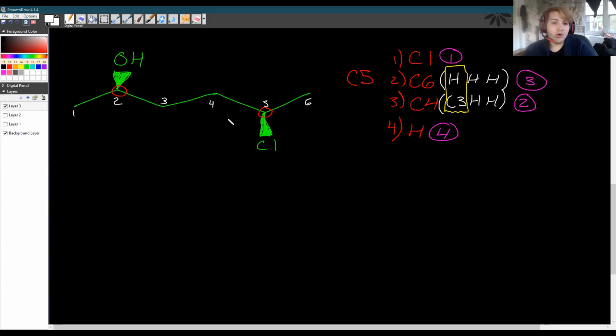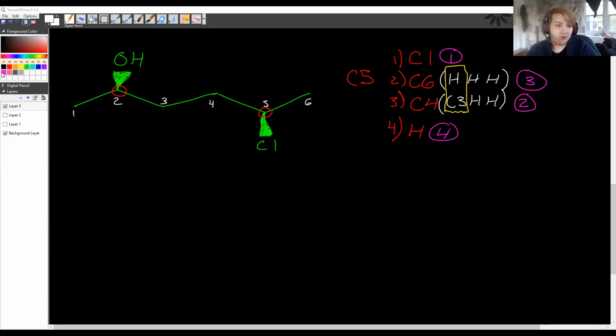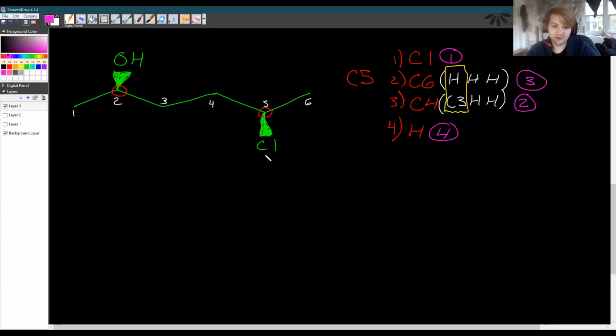So what we can go from here is we can relabel where our priorities are. So chlorine gets 1. Towards C4 gets second priority. Towards C6 gets the third priority. And then, of course, we know that there is a nice little hidden hydrogen right there on C5.